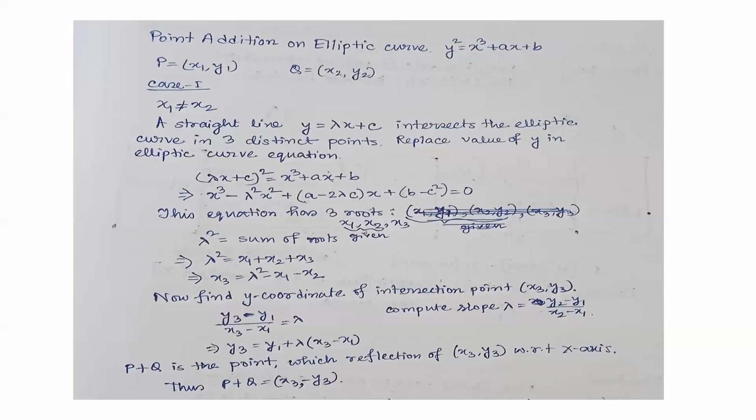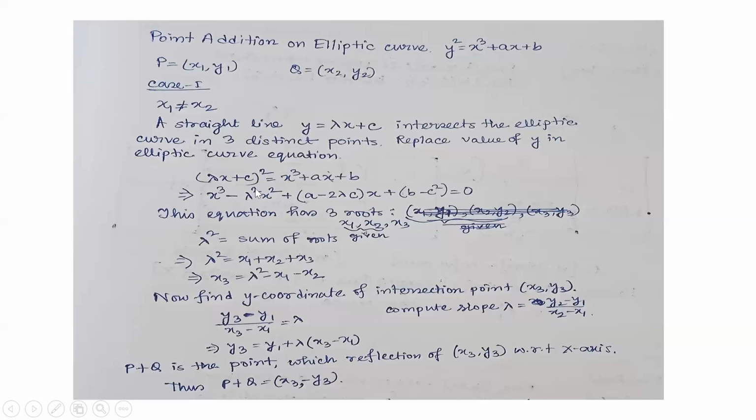But just as we find the intersecting points of two curves, the general methodology is applied here. We just replace y with lambda x plus c in the equation of the elliptic curve. So (lambda x plus c) square equals x cube plus ax plus b. And you write the equation in this form: x cube minus lambda square x square plus (a minus 2 lambda c) into x plus (b minus c square). That is the expanded form of this equation.